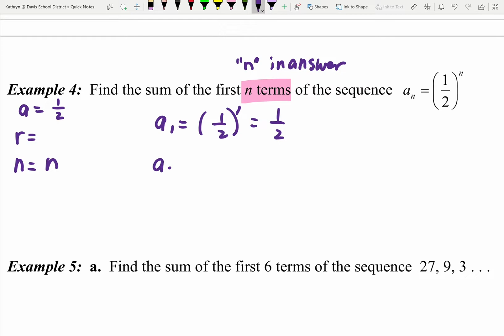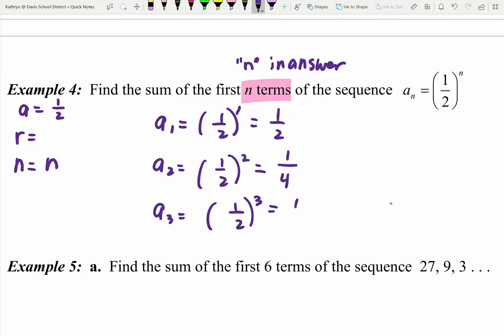And now let's find a sub 2. So a sub 2 is 1/2 to the second. That means 1 to the second is a 1, 2 to the second is a 4. Let's do one more. A sub 3 is 1/2 to the third. 1 to the third is a 1, 2 to the third is an 8.